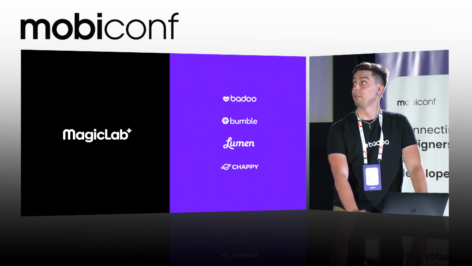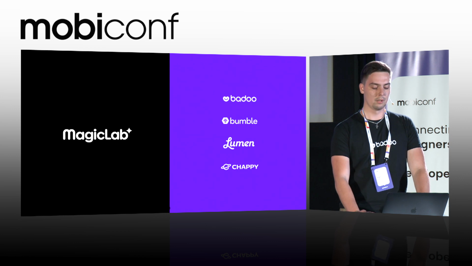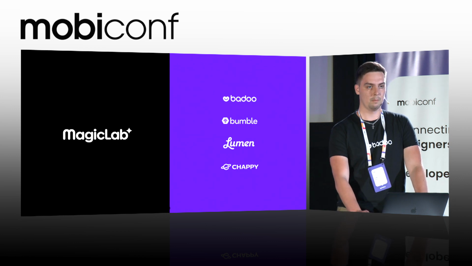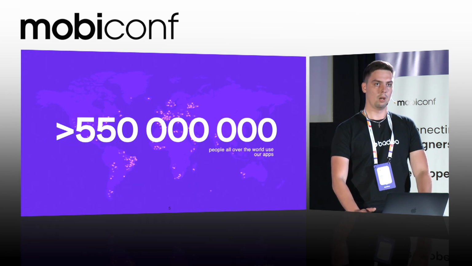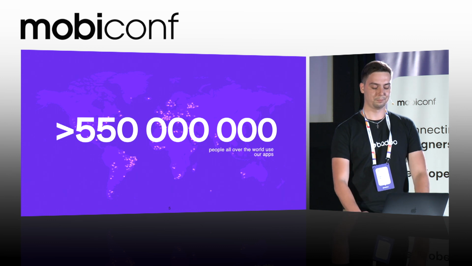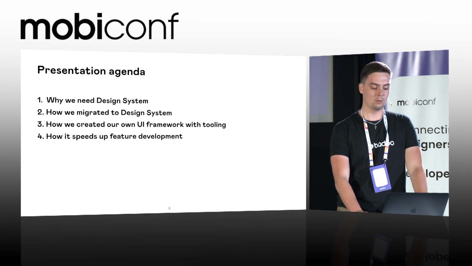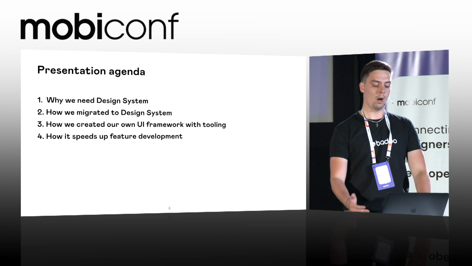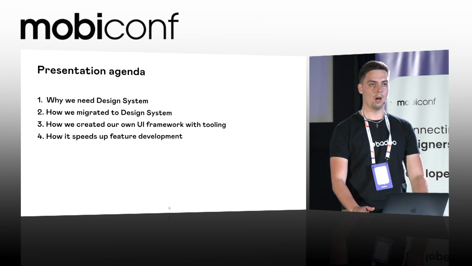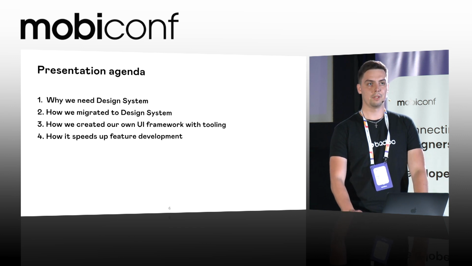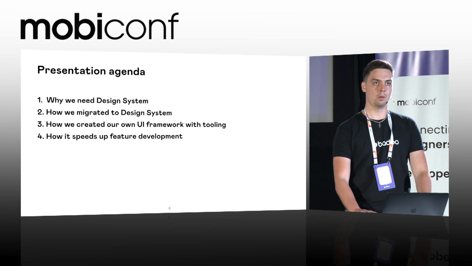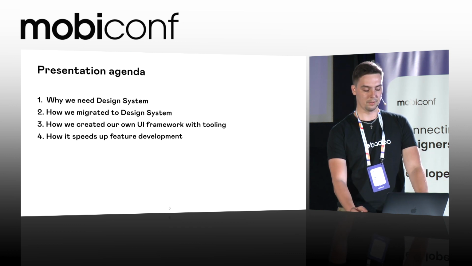Over the years, we created many other dating apps, such as Bumble, Lumen, Chappy. To show how big we are, we have more than 1.5 billion users across all brands. Today, I'm going to present how we created our design system. I want to start with why we decided to create it, how we migrated to it, and I'll also talk a little bit about our internal tooling, and at the end of my presentation I will show you how it sped up our future development.